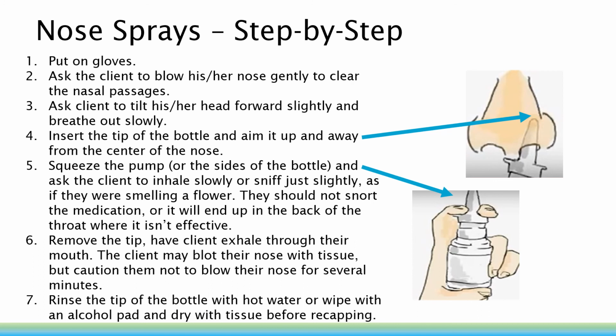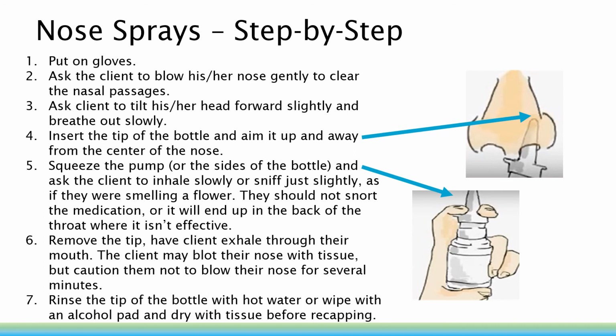Again, it is important to hold the nose spray with 2 fingers around the base of the tip and the thumb on the bottom of the bottle. When administering, squeeze the 2 fingers down towards the thumb. Some nasal sprays will have different ways to squeeze the bottle. For some, you may squeeze the side of the bottle. Again, you should always familiarize yourself with the type of bottle you are using and how to properly administer the medication.